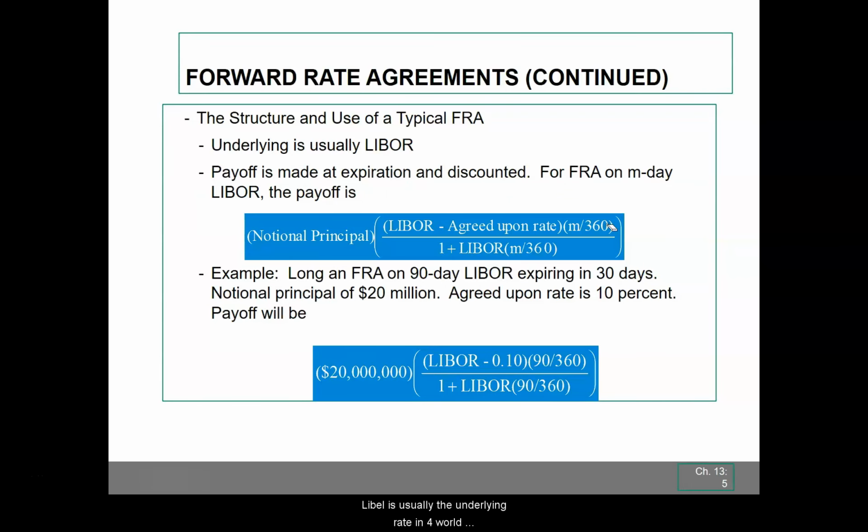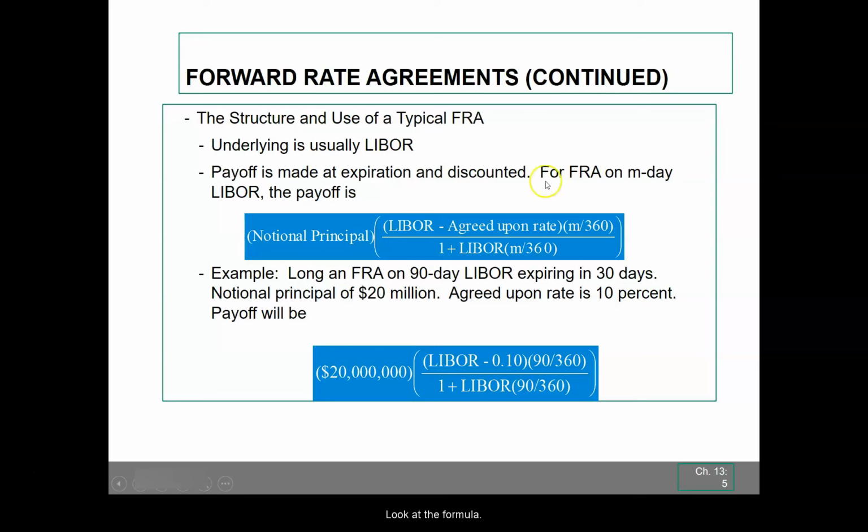LIBOR is usually the underlying rate in forward rate agreements, which is used to calculate the gain or loss on the FRA at the end of the loan period, which is then discounted back to the expiration date, because unlike swaps, the gains or losses are settled at expiration for an FRA contract.